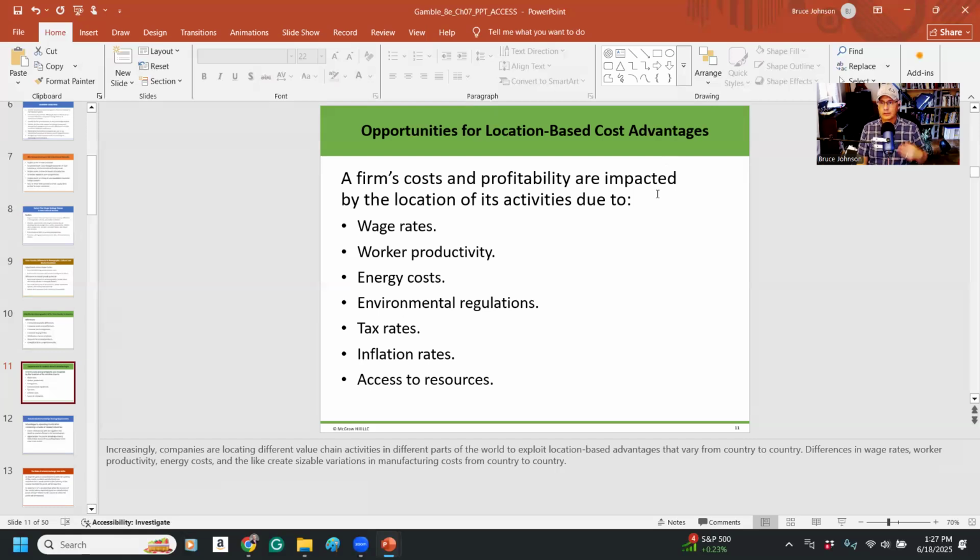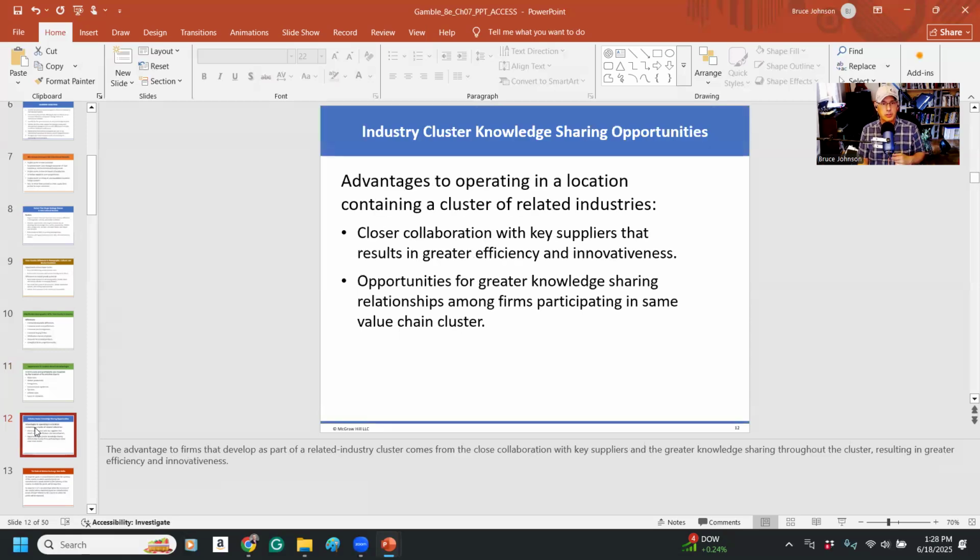Worker productivity in some parts of the world, compared to the United States, is much, much, much lower. You go over to other parts of the world, China, Japan I think is somewhat this way, and their productivity can be insane compared to the United States. I don't know if it still is. Energy costs might be quite different, maybe because where you're operating is close to a source of energy, therefore your energy rates are cheaper. Environmental regulation might be less, tax rates might be less, inflation rates might be lower, and there may be access to resources that you wouldn't have. These are all advantages of potentially operating internationally.